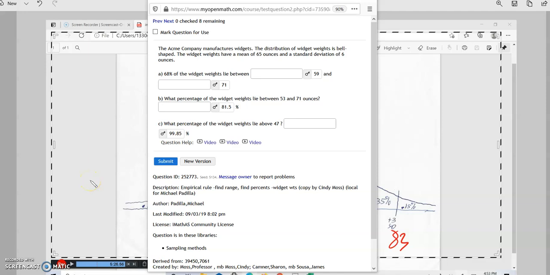Okay, sorry about that. If you watched the last recording, I tried to squeeze in one more before the time ran out and I was unable to. So I have a new problem. Mean is 65, standard deviation is 6. So I just want to do one more empirical rule problem.